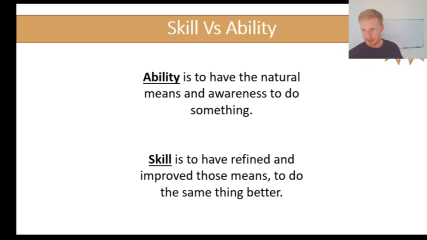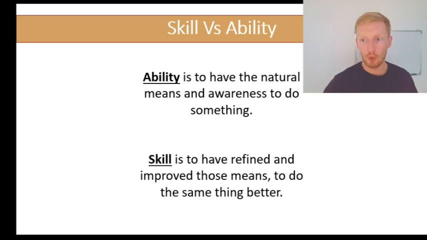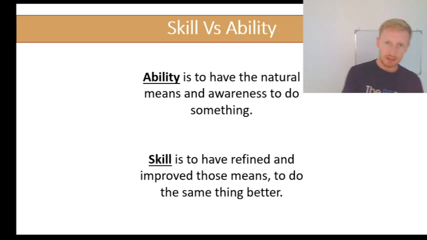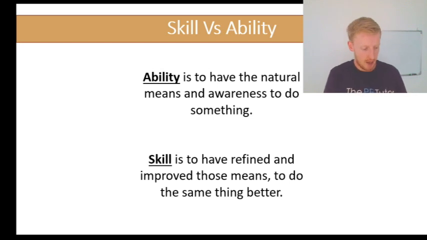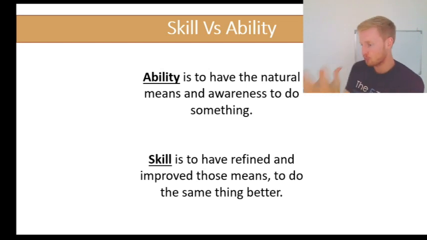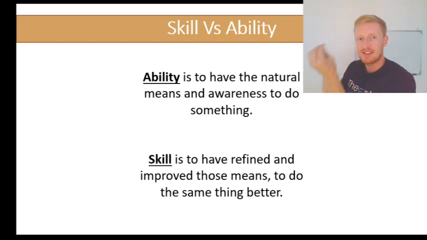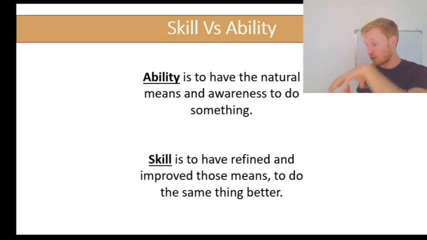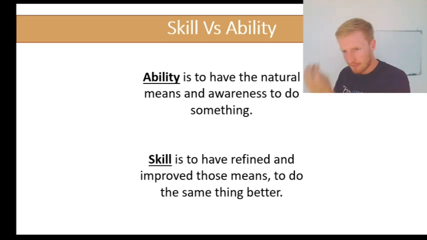Ability, the easiest way to think of this is what you're born with. It's naturally occurring. Skill is when you take an ability, a natural tendency or capability, and you then shape, refine, improve and train it into a skill. So we take what we're born with, and we then focus on developing it into a more refined, precise and thoughtful skill.